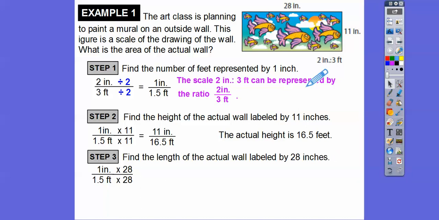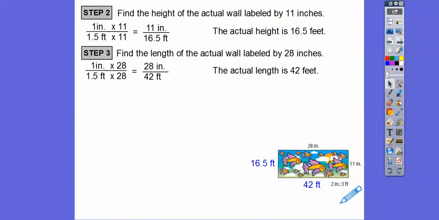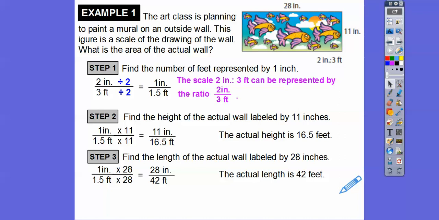Okay, so here's 28, so that's in inches right here, so that goes on top because inches are on top. That's why we multiplied it by 28 over 28. This equals 1, this equaled 1. That's why we multiplied it by 11 over 11, because the height was 11 inches, so inches were on top. So to convert that, we get 28 inches to 42 feet. So the actual, whoops, let me go back, the actual length is 42 feet.